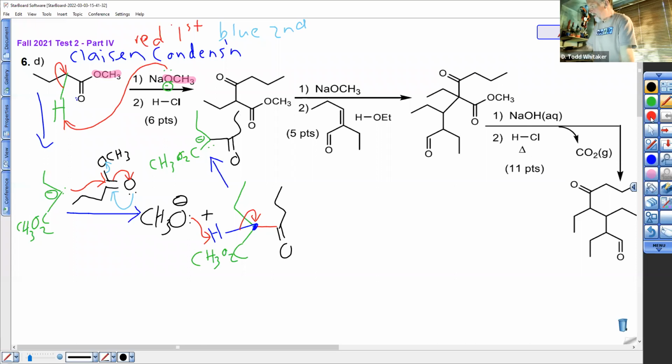Finally, HCl. We only use HCl one time, and it's right here. Grab the H, Cl minus leaves, and home free. Making the Claisen condensation product pictured here.